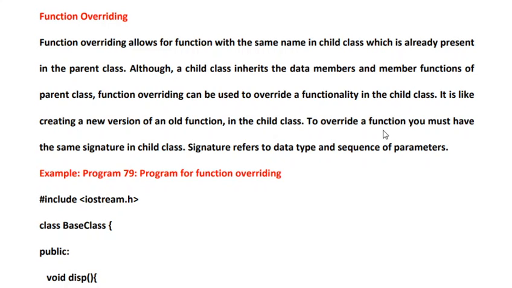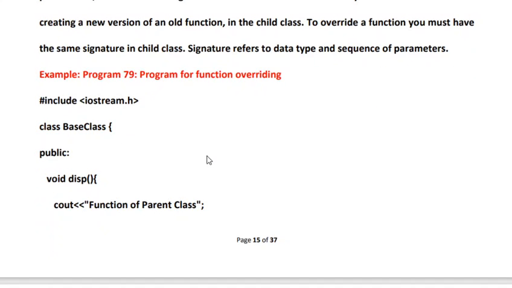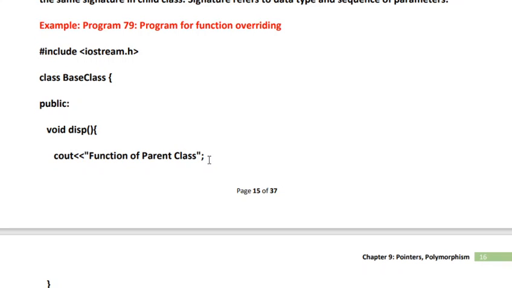To override a function, you must have the same signature in the child class. By signature here, we are referring to the data type and the sequence of parameters. Now let us try to understand function overriding with the help of a simple example.